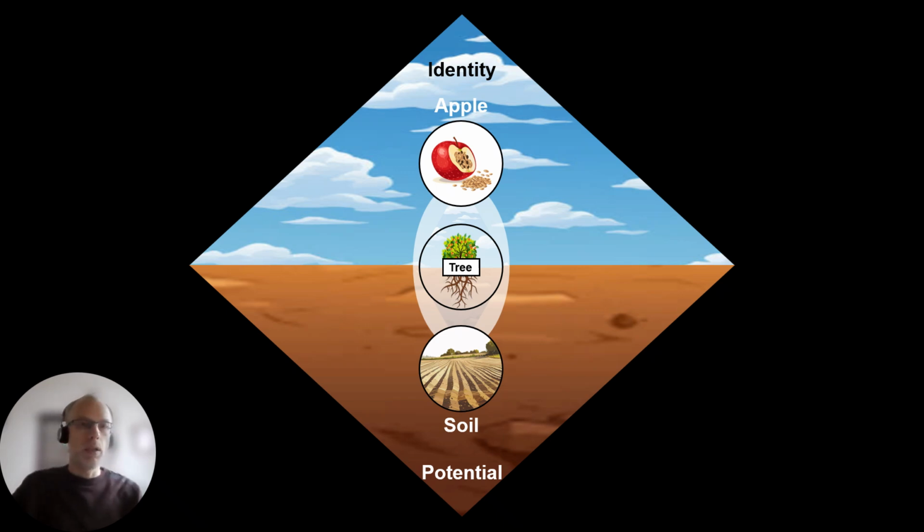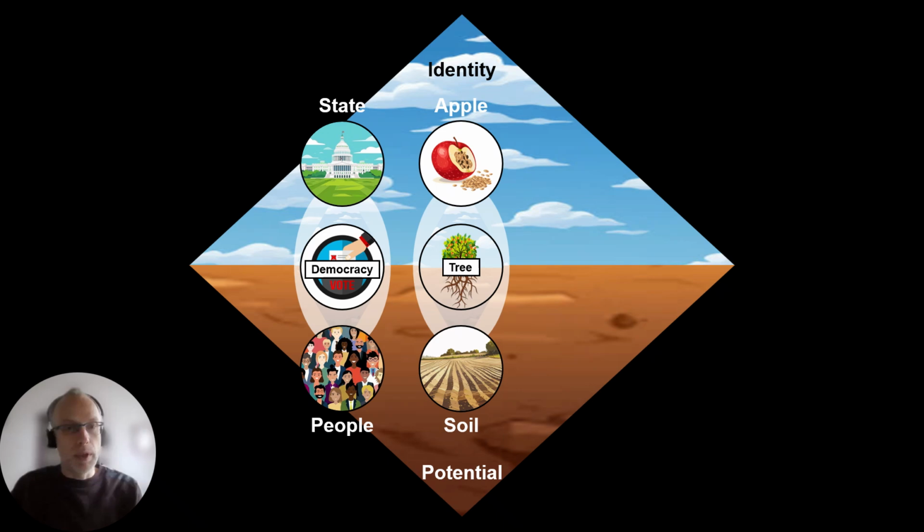In this video, we're going to look at how identities come together with potential and then transform into something new. For example, the identity of the apple is contained in the seed, the DNA. The seed is placed into the soil. The soil provides all the potential for the apple seed to transform into something new, which is the apple tree. And we're going to use this as an example also for other areas.